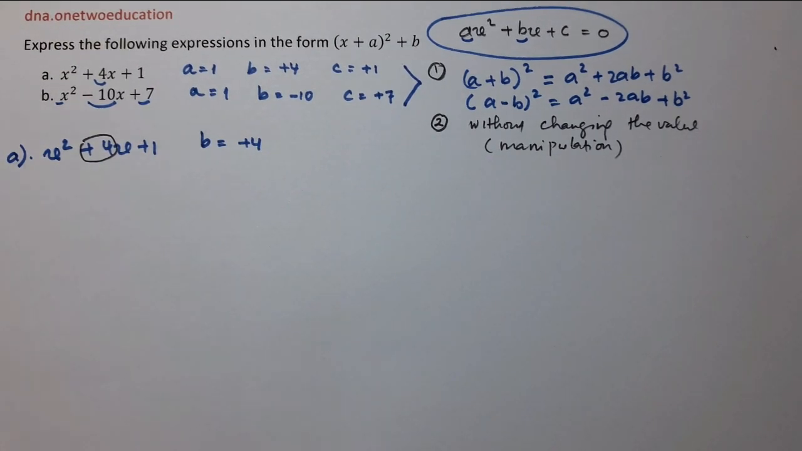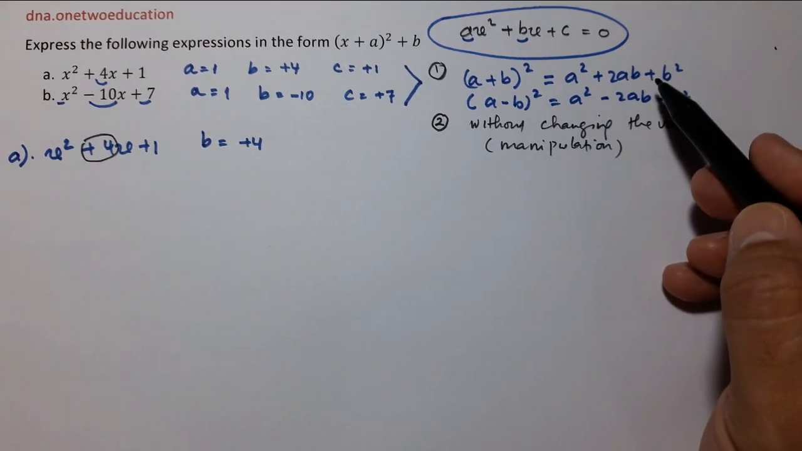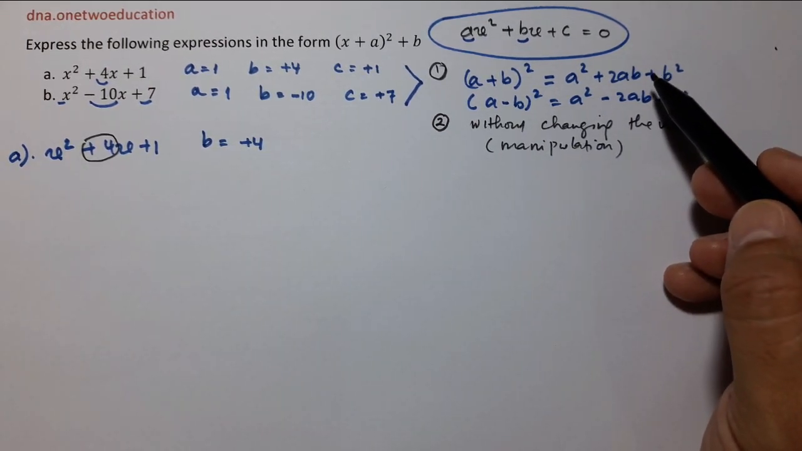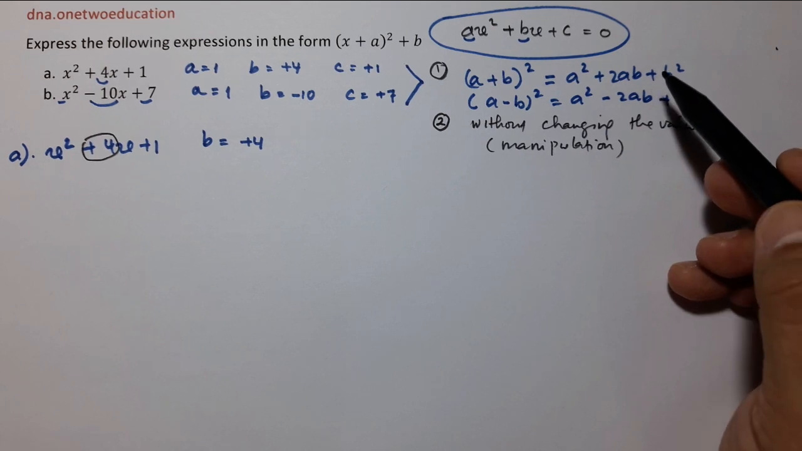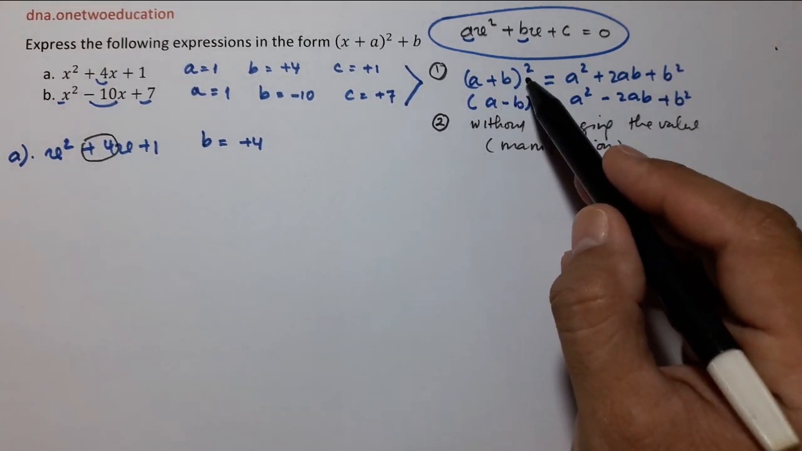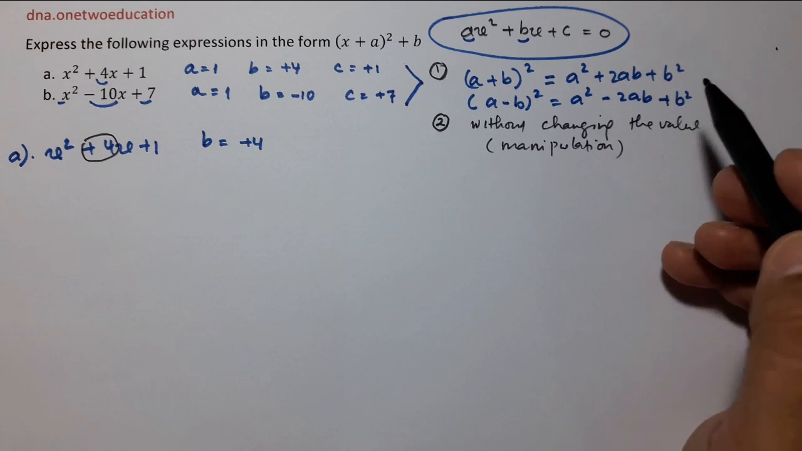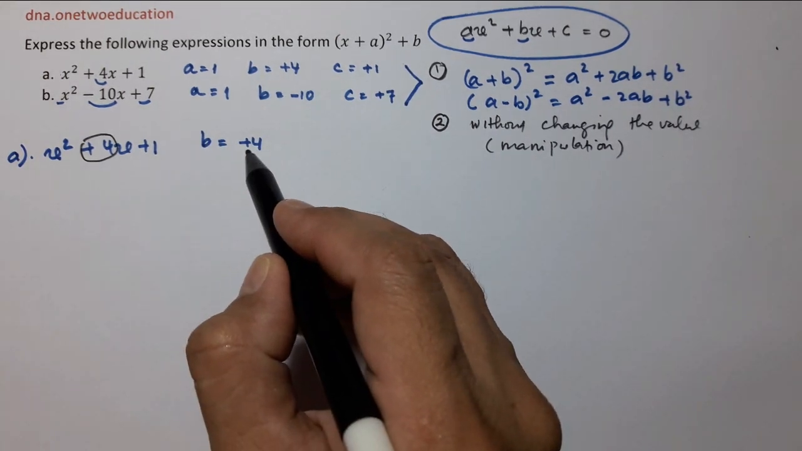Okay, so our target is this one. This is the expression that you are going to modify. Yeah, this is the target. a plus b squared is a squared plus 2ab plus b squared. Okay, so b equals 4.